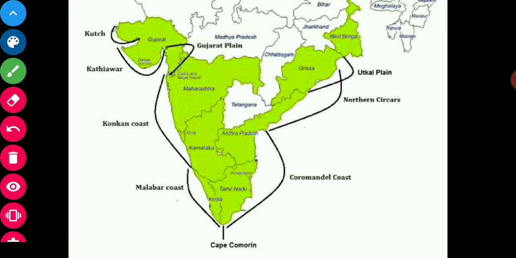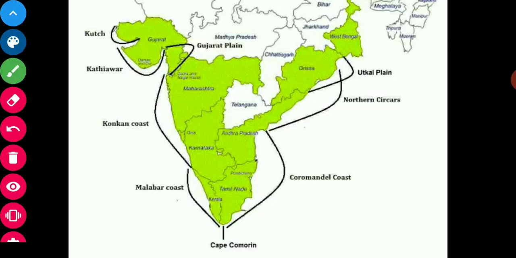Another physical division of India is the coastal plains. These coastal plains are situated on both sides of the Deccan Plateau: eastern coastal plains and western coastal plains. The eastern coastal plain is much broader than the western coastal plain, and it lies between the Bay of Bengal and the Eastern Ghats. The northern part of the eastern coastal plain is referred to as the Northern Circars, while the southern part is called the Coromandel Coast.